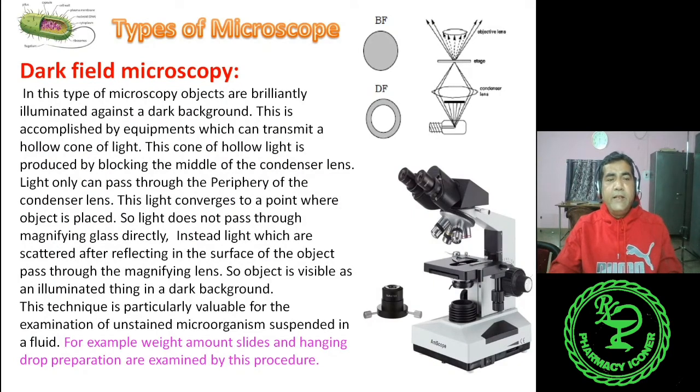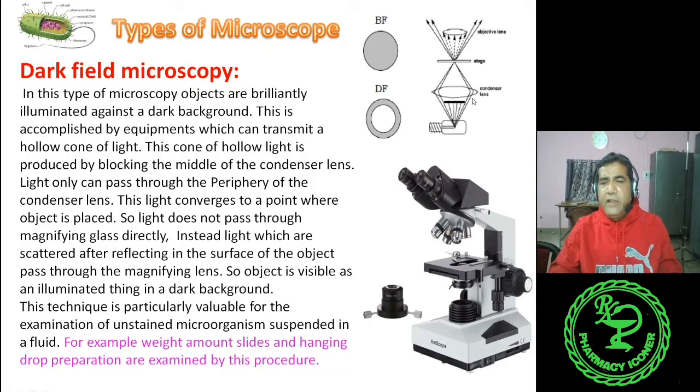So here is the dark field microscopy. In this type of microscopy, objects are brilliantly illuminated against a dark background. This is accomplished by equipment which can transmit a hollow cone of light. This cone of hollow light is produced by blocking the middle of the condenser lens. This is the condenser lens. The light source is blocked here. So what will happen?